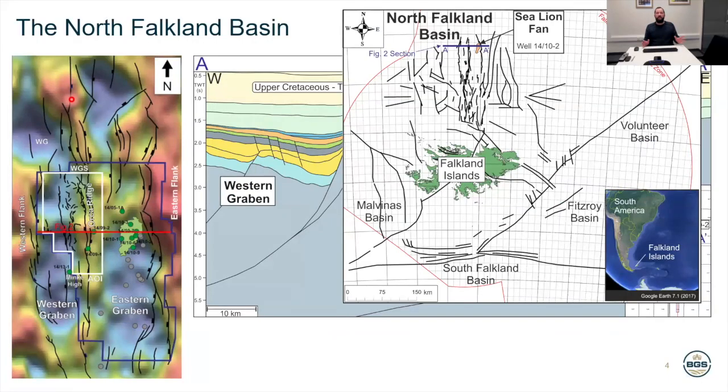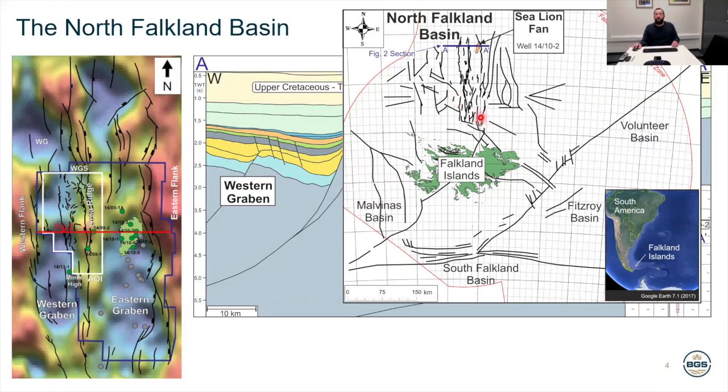So today's examples that I'm going to go through are from ancient deep lake systems. They're from the North Falkland Basin. So I'll just give you a quick background into where that is and where these examples are from. The North Falkland Basin is just located here towards the southern tip of South America, and the basin itself is to the north of the Falkland Islands, so where my pointer is just now.